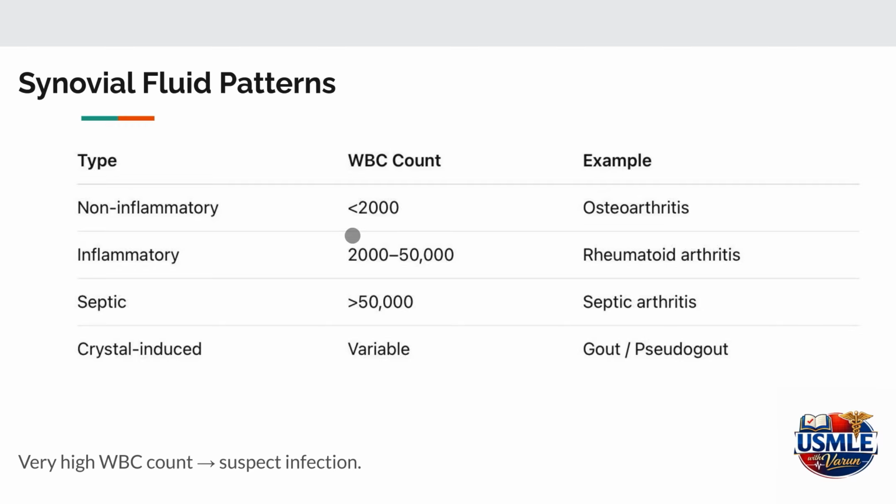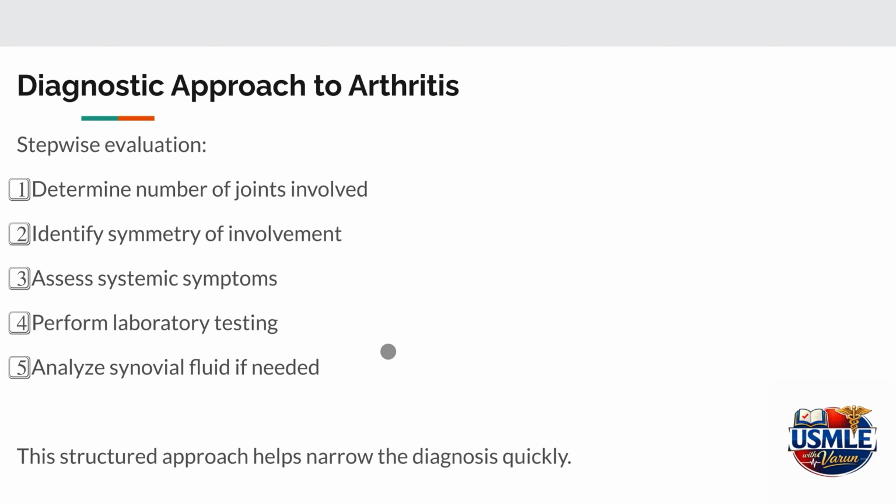Different types of arthritis produce different patterns in synovial fluid. Non-inflammatory conditions such as osteoarthritis typically show white blood cell counts below 2000. Inflammatory conditions such as rheumatoid arthritis show white blood cell counts between 2000 and 50,000. Septic arthritis often produces very high white blood cell counts above 50,000, whereas crystal-induced arthritis such as gout may show variable counts with identifiable crystals.